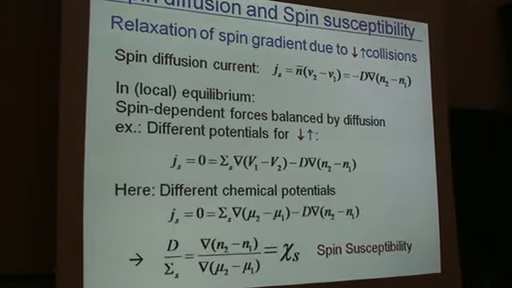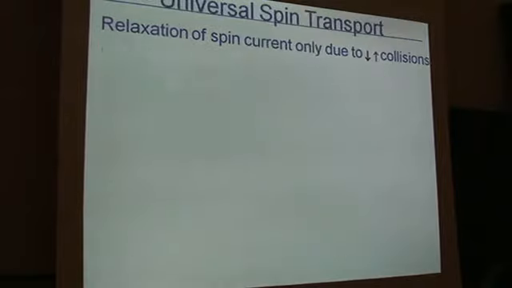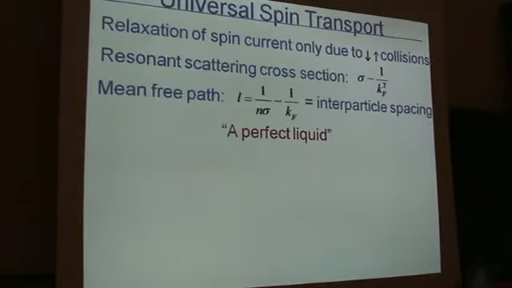Let me just. Okay, this is a harder story, so let's not do that. Just to tell you how interesting this scattering is. The scattering is resonant, right? It's just given by the wavelength squared of the particle scattering, or 1 over the Fermi momentum squared here, because it's resonant. So that's nice. That means the mean free path is just given by 1 interparticle spacing. It's as short as possible.